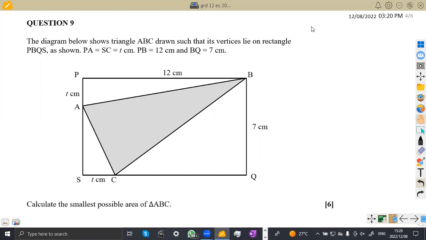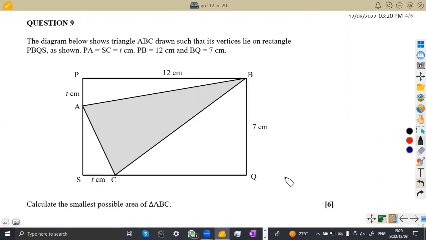We had a triangle. The diagram below shows triangle ABC drawn such that its vertices lie on a rectangle PBQS, as shown. PA is equal to SC, PB is 12 and BQ is 7 centimeters. Calculate the smallest possible area of ABC.